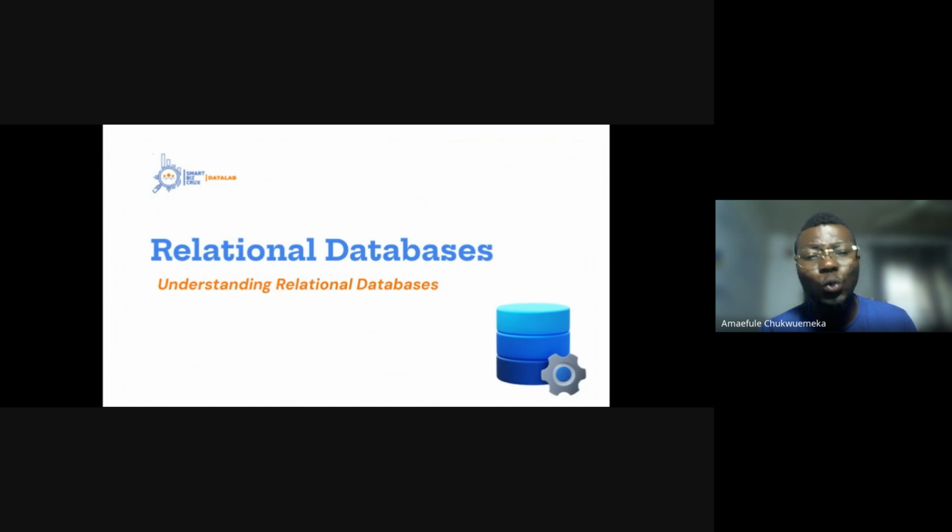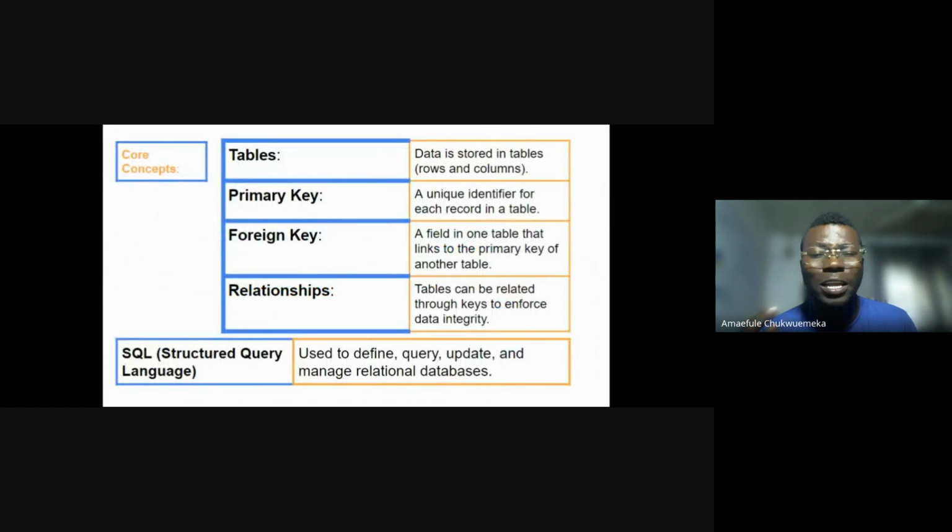Now, let's look at relational databases, because that's the whole purpose of this course or lesson. Let's understand what a relational database is. First, I'm going to start by explaining some core concepts. I'm going to talk about tables, then keys, two types of keys, which I mentioned earlier: primary and foreign. Then I'll talk about relationships. First, I've talked about a table as rows and columns. Let's talk about the primary key.